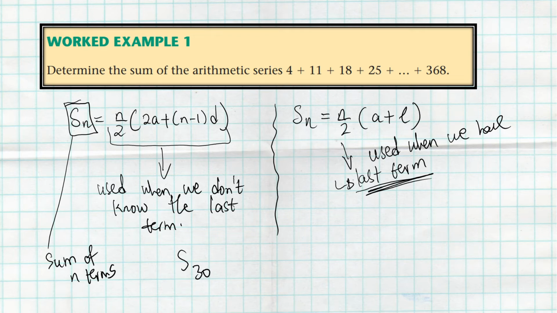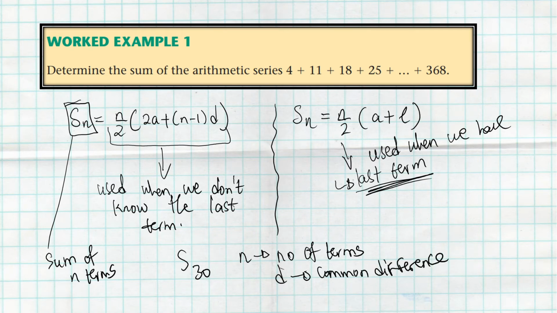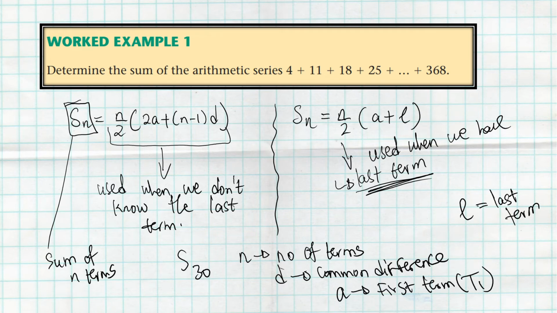Where n stands for the position of terms, also known as the number of terms. We know that d stands for the common difference, and a stands for the first term. So our a is our first term, which is t1. And L stands for the last term, which is the same as Tn.